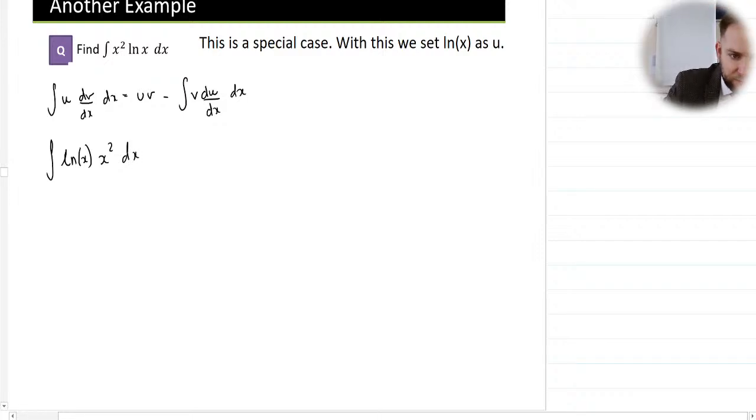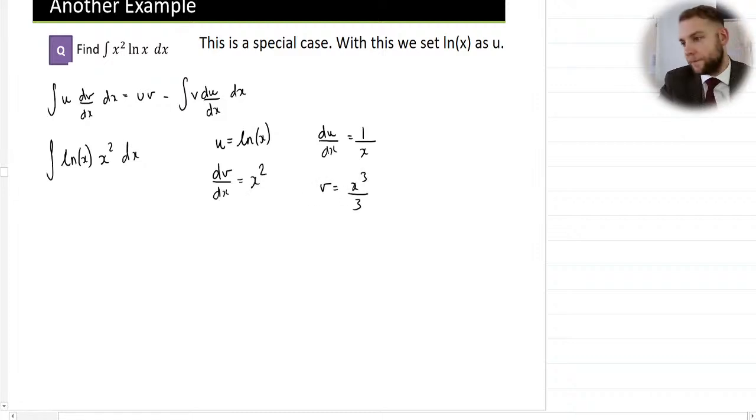So this is going to give me u is equal to ln x, and we're going to see why that is in a second. And I know that dv by dx is equal to x squared. If I differentiate ln x, I end up with 1 over x, and you can see why that's really handy in a second. And if I integrate this, this is going to integrate to x cubed over 3, like so.